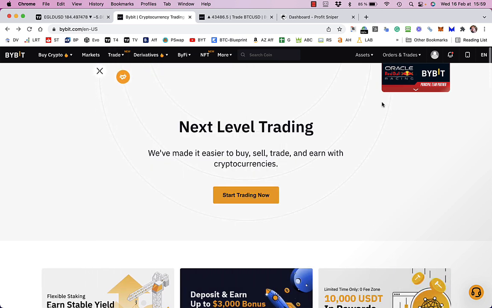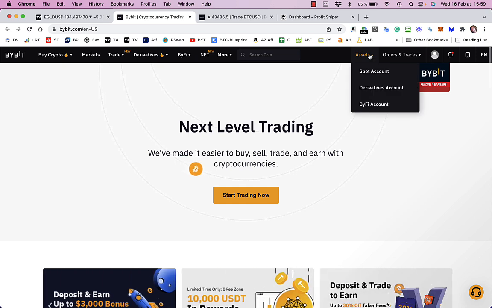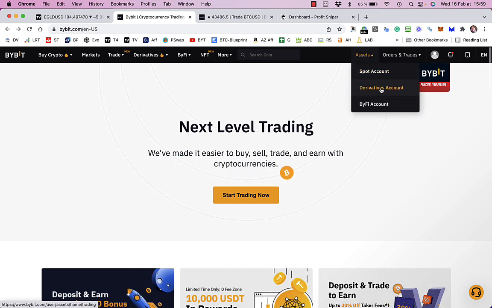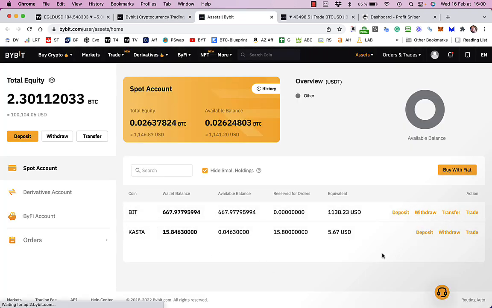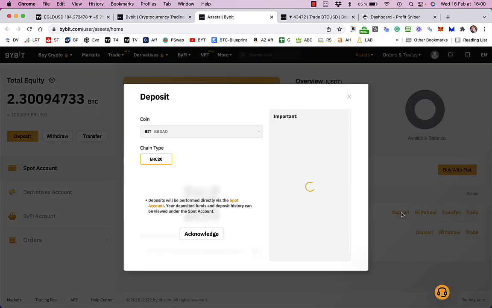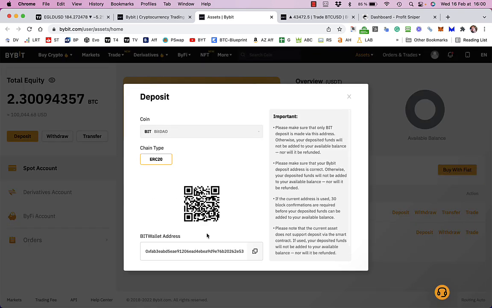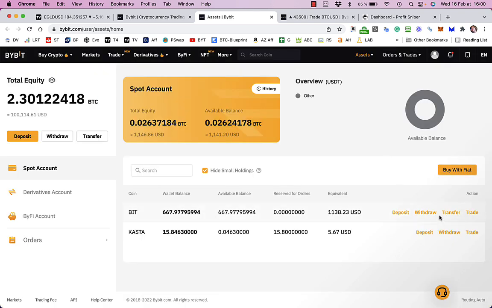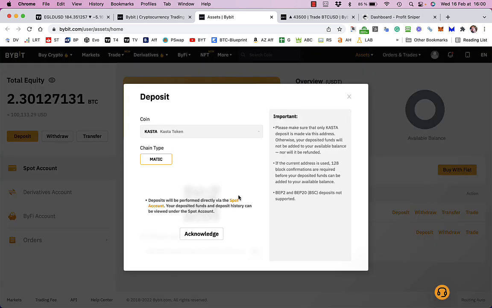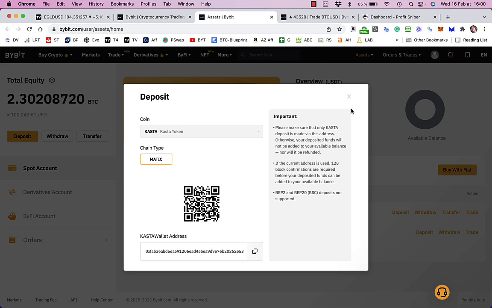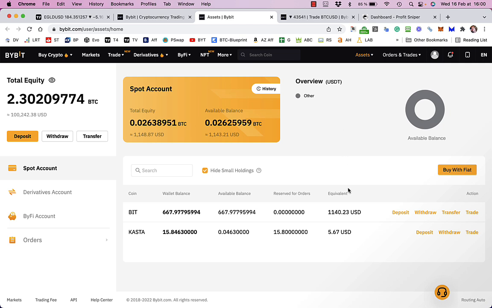So the only other thing you need to know really is about funding your account. You've basically got two main accounts: your spot account and your derivatives account. Okay, so I've got some bit, which I'm actually not in a trade at the moment. If you wanted to deposit more, just go to deposit and use the QR code to deposit. If you want to deposit Caster, I didn't actually buy Caster, by the way. This was one of the airdrops, and then you got your QR code there as well. So that's how you do the depositing.